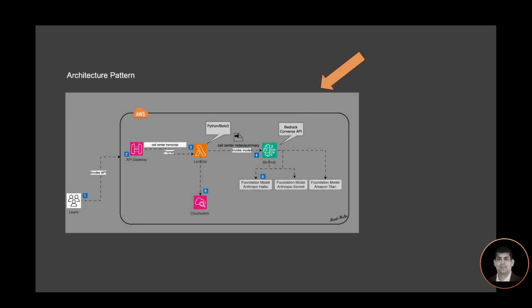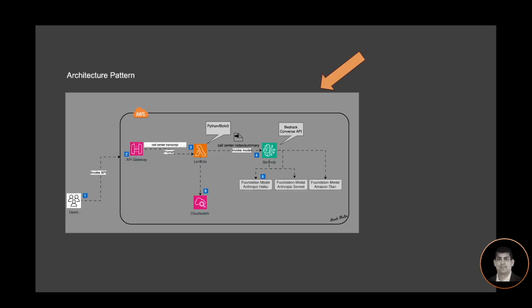Let's look at our architecture pattern. We have a user or a consuming app that is invoking a REST API that's being served by AWS API Gateway. The API is taking a call center transcript file as a parameter, which is served as a prompt and passed to the Lambda function. The Lambda function is invoking Bedrock, specifically the Bedrock Converse API, and the underlying model. In this particular case, Anthropic Haiku is what we are invoking.